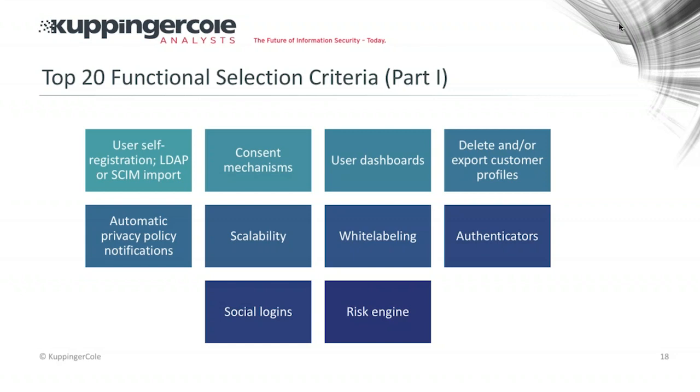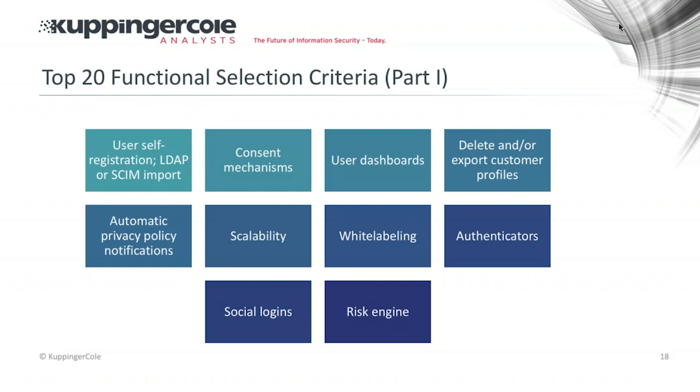White labeling, seamless branding. Again, most of the CIAM vendors can do that today. Make sure they have the choice of authenticators that you want to be able to offer your consumer base. And they should also be able to process social logins. Most do that. Most are able to do OpenID or OIDC.